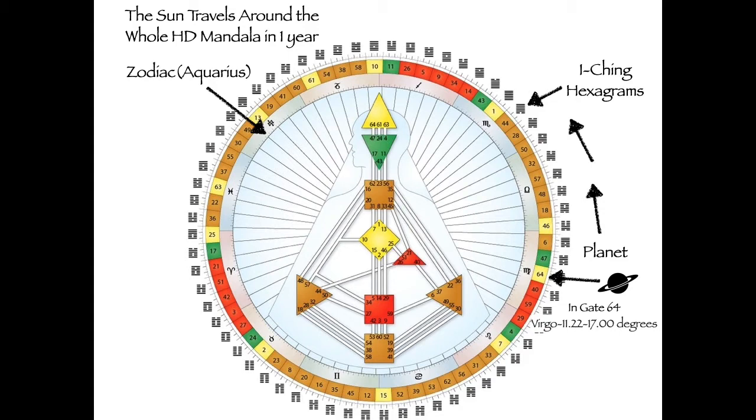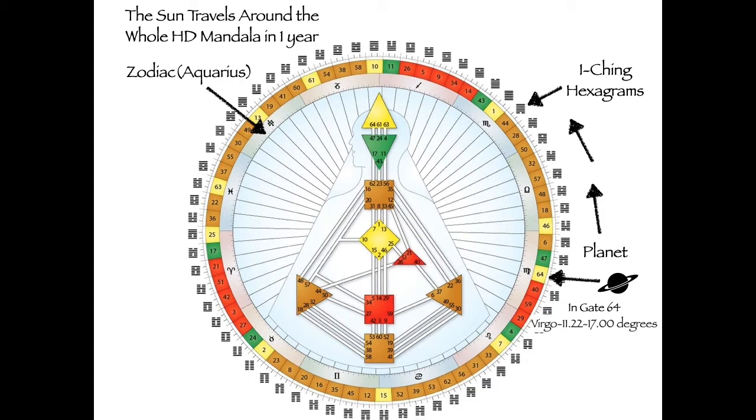If you notice, I have Aquarius pointed out. The whole circle is 360 degrees, and each one of the gates is in a specific degree section. So for instance, if we look at gate 64, we see that it's in Virgo between 11.22 degrees and 17 degrees of Virgo. That's where gate 64 would be found. Again, not important, but if you're interested in astrology, this is where you can play with it.